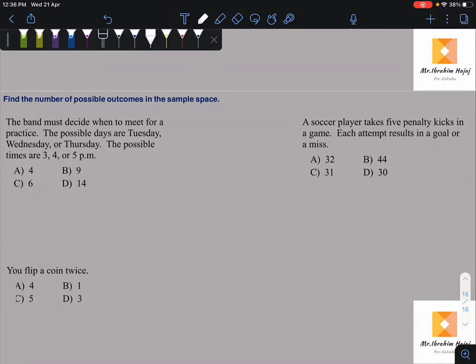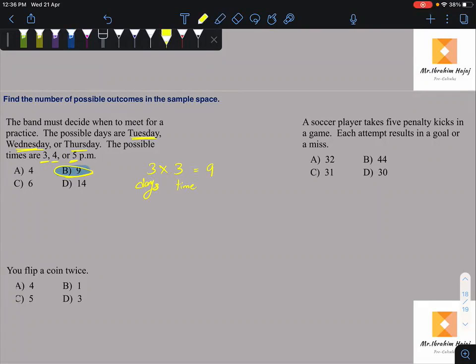So guys, here we can directly say that we have 3 possible days: Tuesday, Wednesday, and Thursday. And 3 possible times, which are 3, 4, or 5. So 3 by 3 is 9. And simply your answer is B.